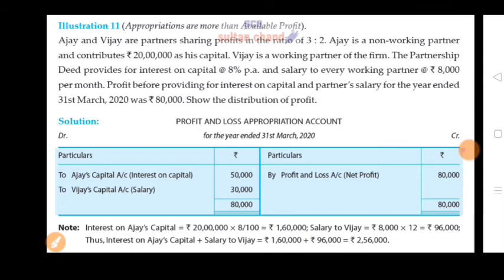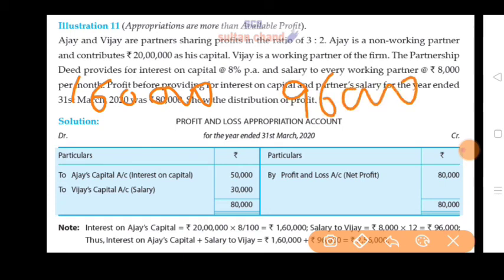Then Vijay is a working partner and he will get a salary of 8,000 per month. Salary will be given to Vijay. So we will convert it into years. 8,000 into 12 will be 96,000 salary we will give. So 1,60,000 will be given to Ajay as interest on capital, and 96,000 as salary will be given to Vijay as a working partner.